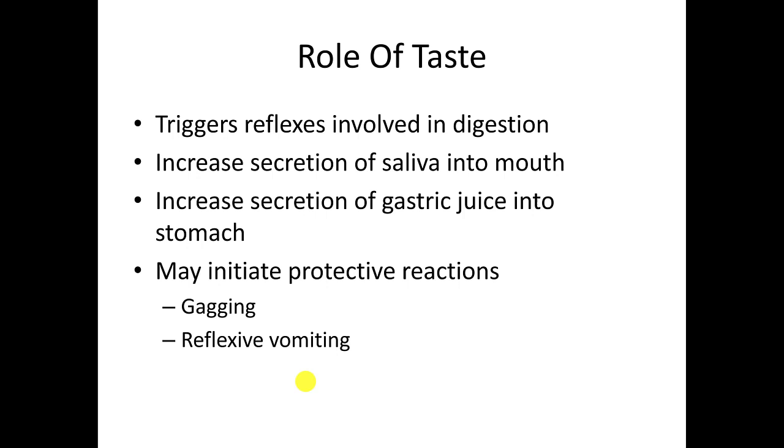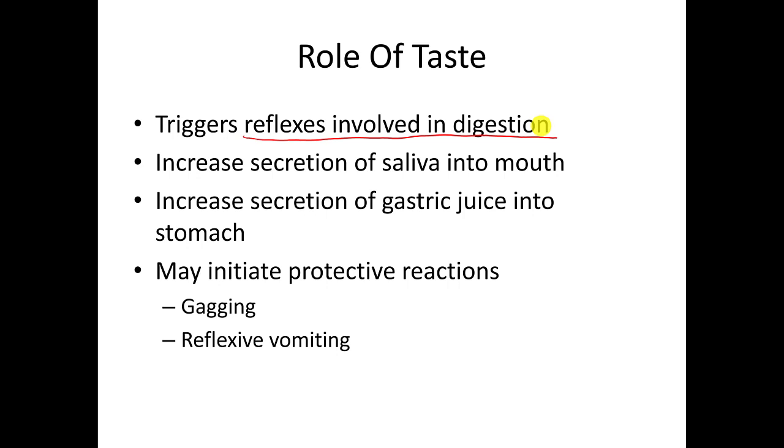Now, taste plays a huge role in lots of things. It plays a huge role in the reflexes that are involved in digestion. Digestion starts not necessarily in the stomach. It can start in the mouth when you put food in your mouth, but you can also trigger digestion and trigger your stomach making gastric juice and your stomach churning by doing other things like looking at food, smelling food, thinking about food. So it's not necessarily tasting food that triggers digestion, but it does. It will trigger digestion, but there's lots of reflexes involved in digestion.